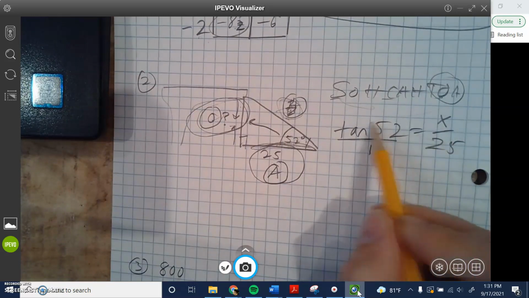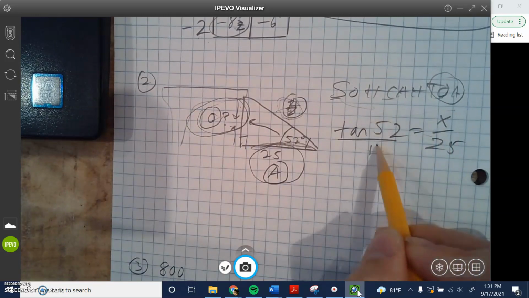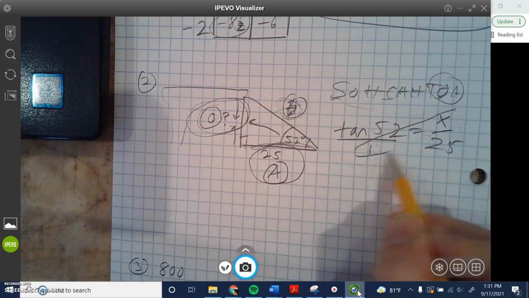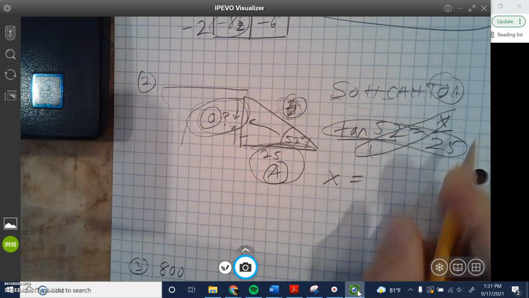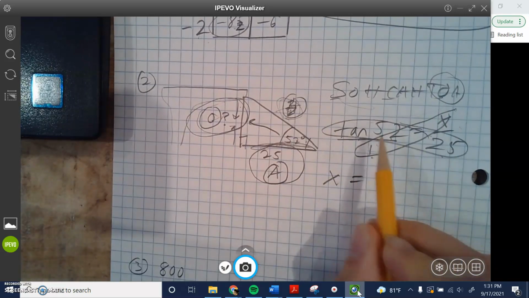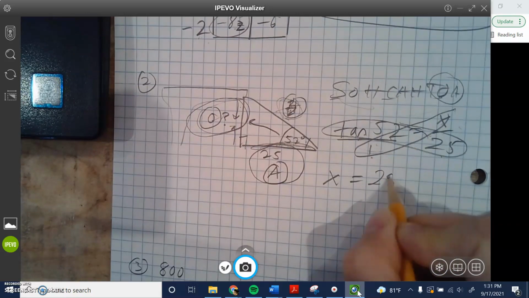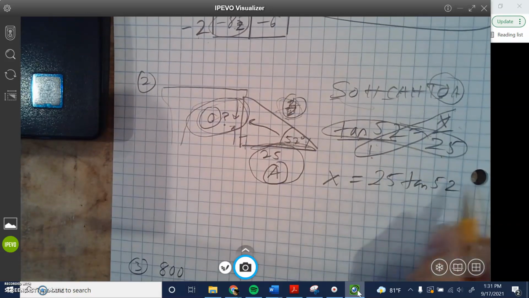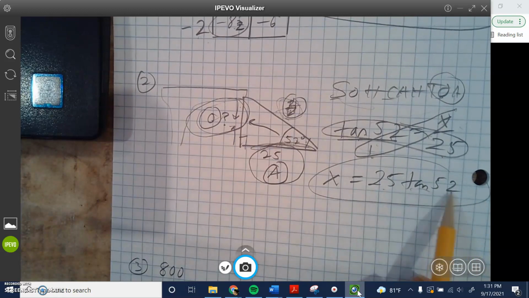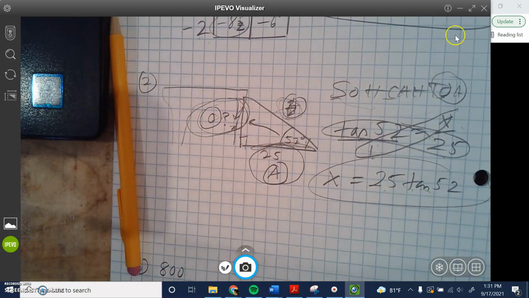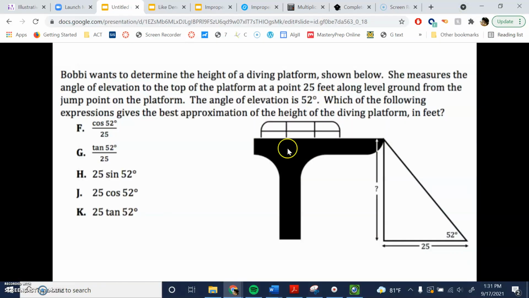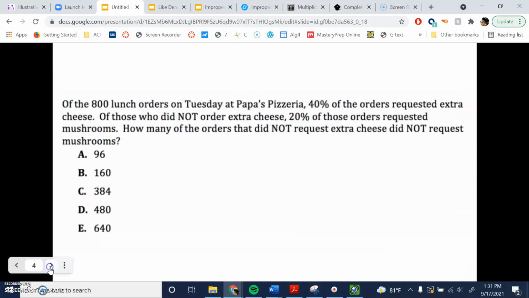Okay. How do we solve an equal proportion? We can cross multiply. The cross products have got to be equal. x times 1 is x. 25 times tangent of 52, that's a value. So I multiply that in my calculator and I get the answer for the height. I don't think it asks you for the answer, it just asks you for that value, 25 tan 52, K. There we go. Let's go.